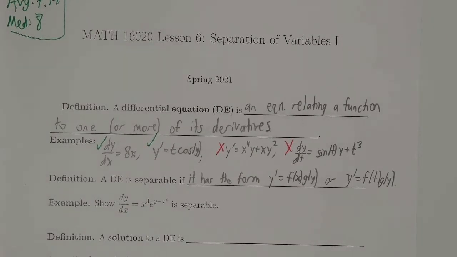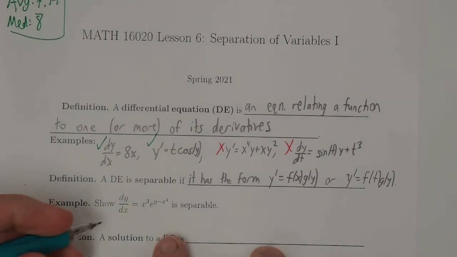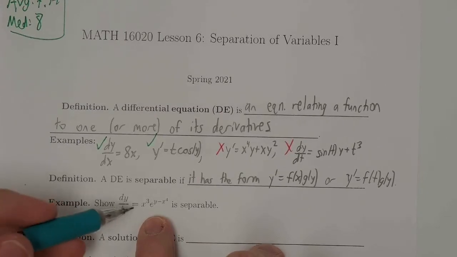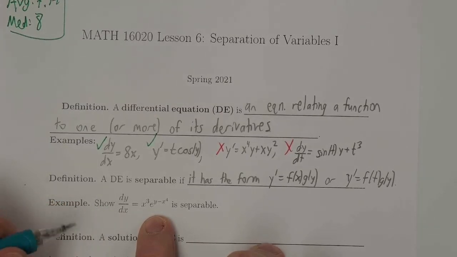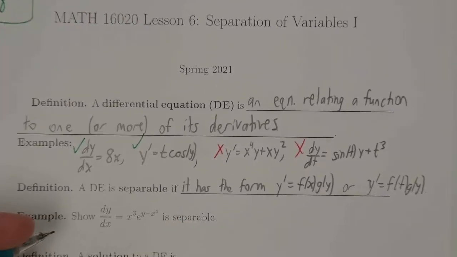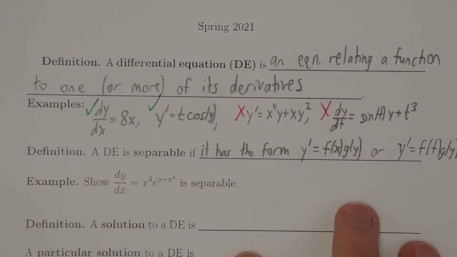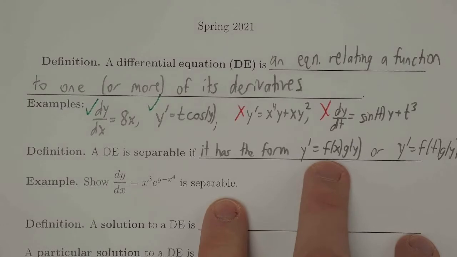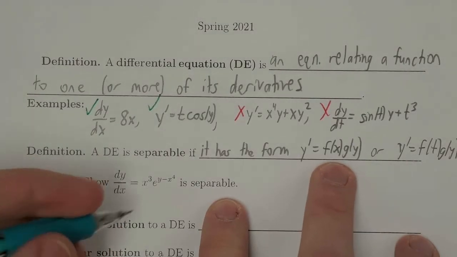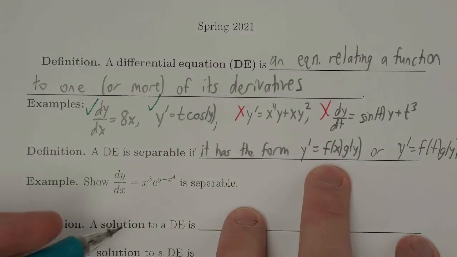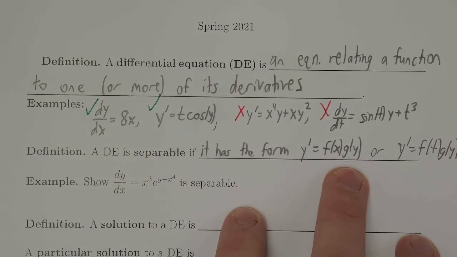And we'll do another quick example of this. We'll show that dy dx equals x cubed times e to the y minus x to the fourth is separable. So here's what we'll do. How would we want to break this up so that we can show that this has the form f of x times g of y? How would you want to break this up?